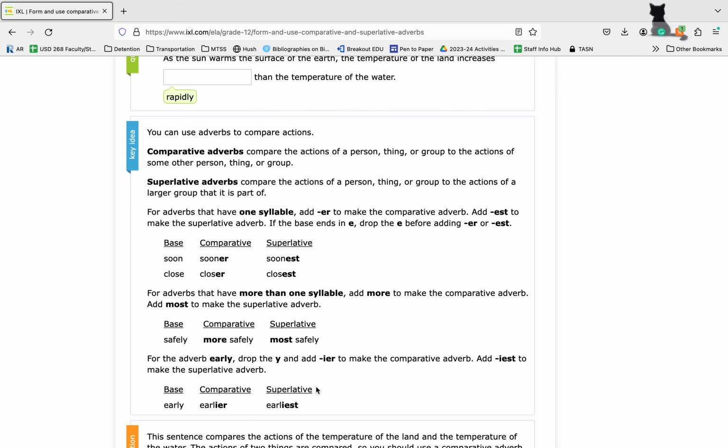And then we're still following the same thing where if it's more than one syllable, we're using the word more instead. Now, more is for comparative, most is for superlative. You might have to drop some of your I's to add an IER or drop your Y's, but you guys have been doing that stuff since you were in elementary school.